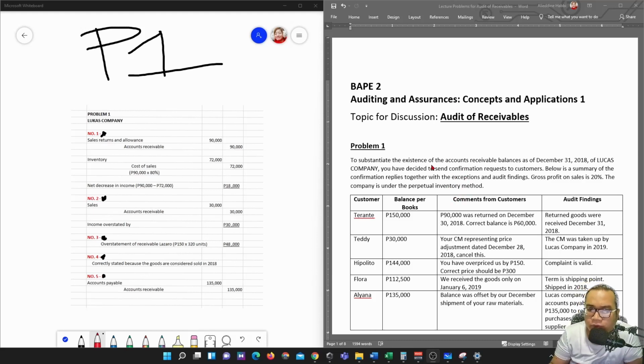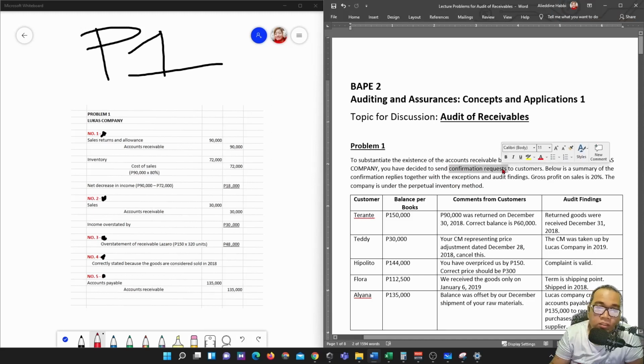So anyways, without further ado, let's do this. Problem 1, to substantiate the existence of the accounts receivable balances as of December 31, 2018 ng Lucas Company, you have decided to send confirmation requests to customers. Below is a summary of the confirmation replies together with the exceptions and audit findings. Gross profit on sales is 20%. The company is under the perpetual inventory method. Now here's the thing. What is a confirmation request?